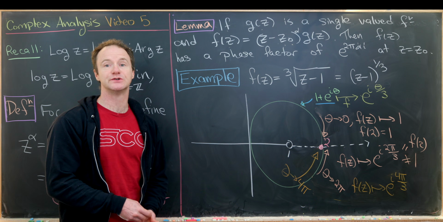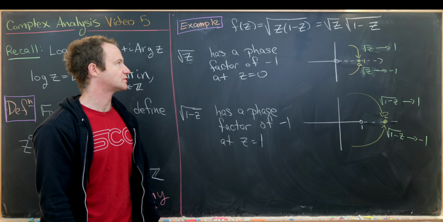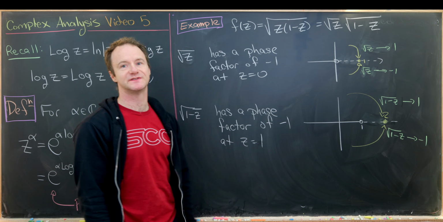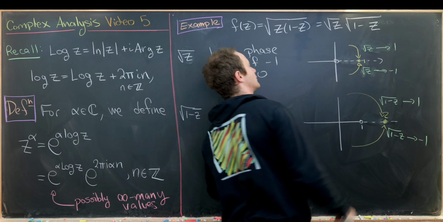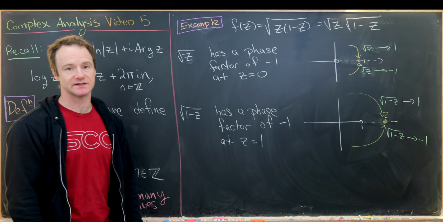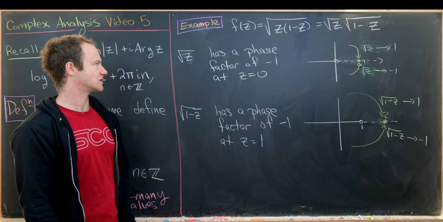Okay, so let's jump into another example. Now let's look at the function which I'll call f of z, which is the square root of z times 1 minus z. Now I can rewrite that as the square root of z times the square root of 1 minus z. Now let's look at the component functions here.